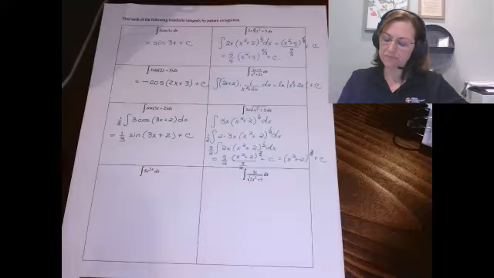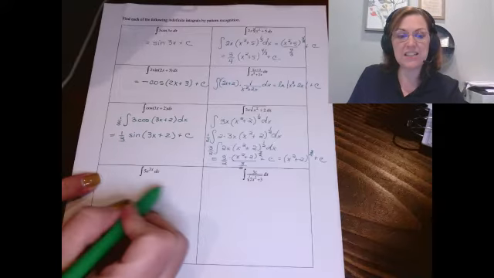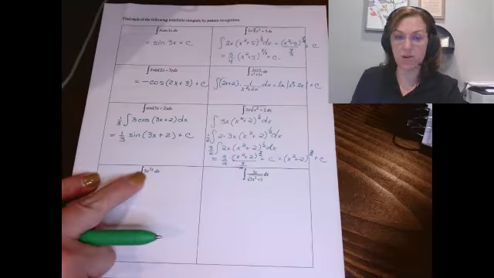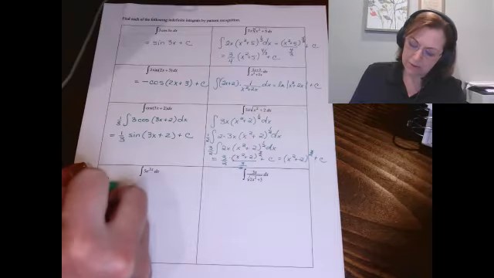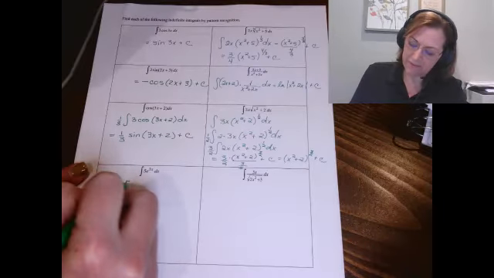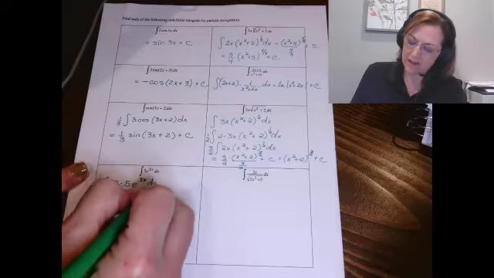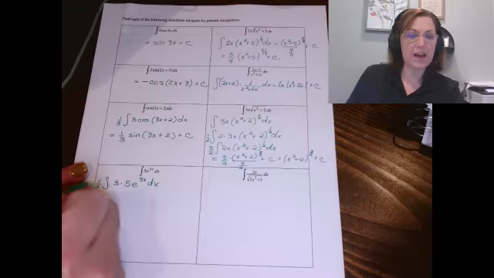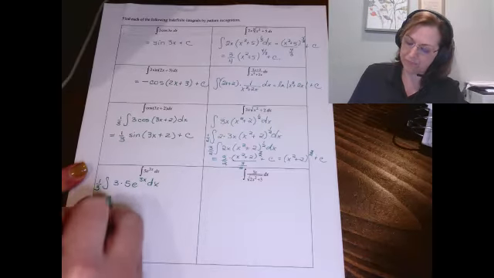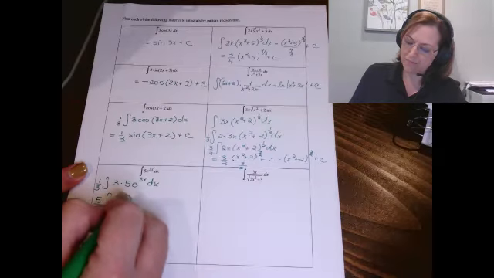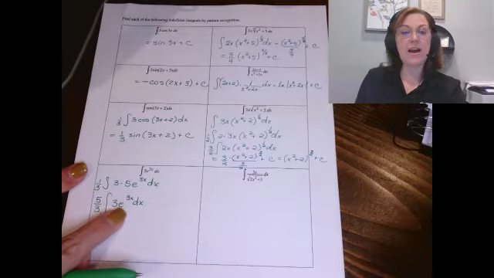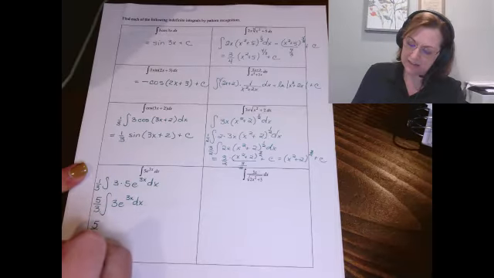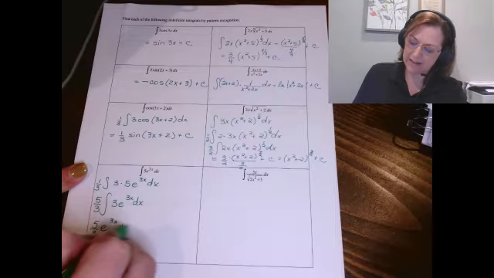Okay, now we have 5e to the 3x. Okay, the inside function is 3x. The derivative is 3. I don't have a 3 sitting out here, but I can make one. So I've got a 3 now. And I can do that as long as I put a 1/3 in front. Okay, the 5 I'm going to pull out with the 1/3. Now I've got an inner function with its derivative sitting right there. So I'm going to integrate e to the 3x, and that would be e to the 3x.